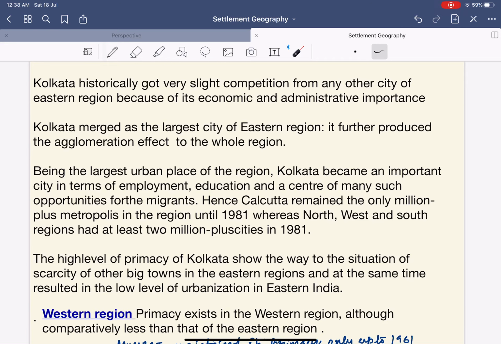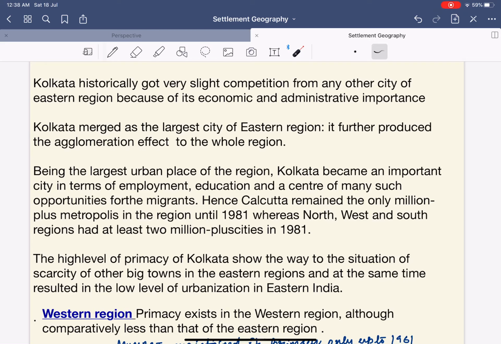Next. Being the largest urban place in the region, Calcutta became an important city in terms of employment, education, a center of many opportunities for the migrant. Hence what happened was that Calcutta remained the only million plus metropolis in the region until 1981. Means up till 1981, Calcutta maintained its strong primacy.